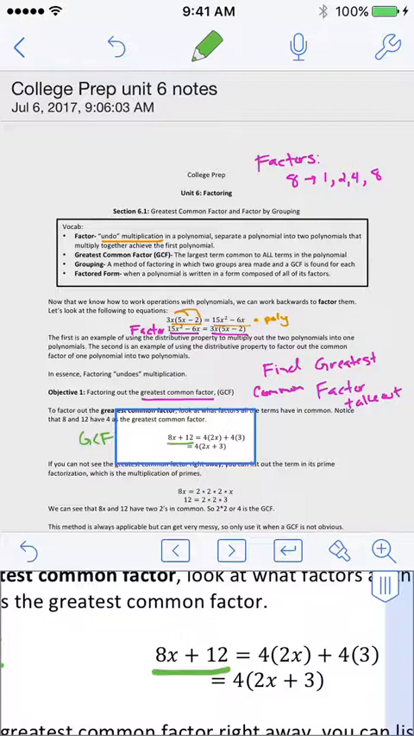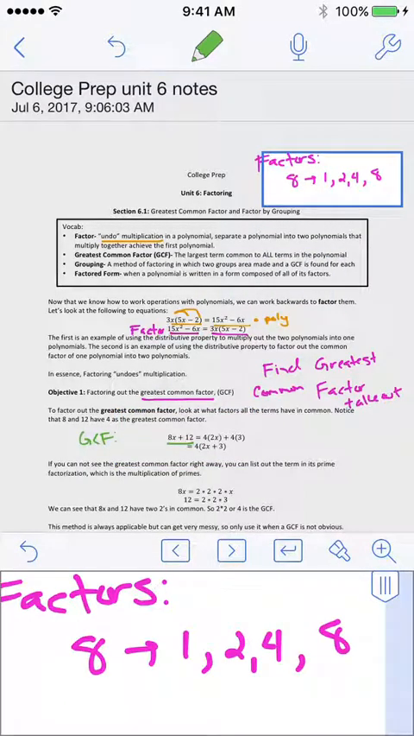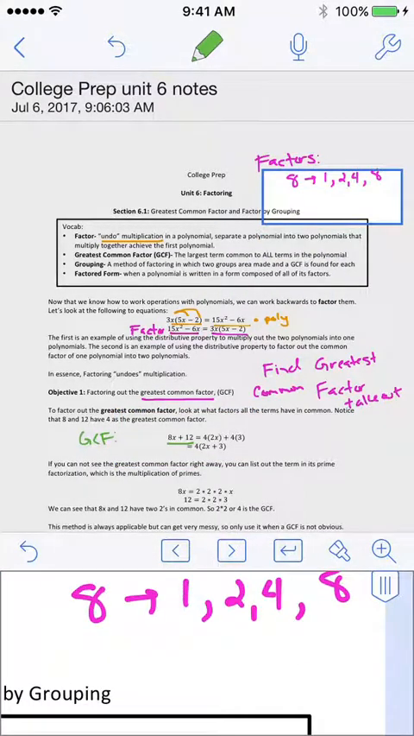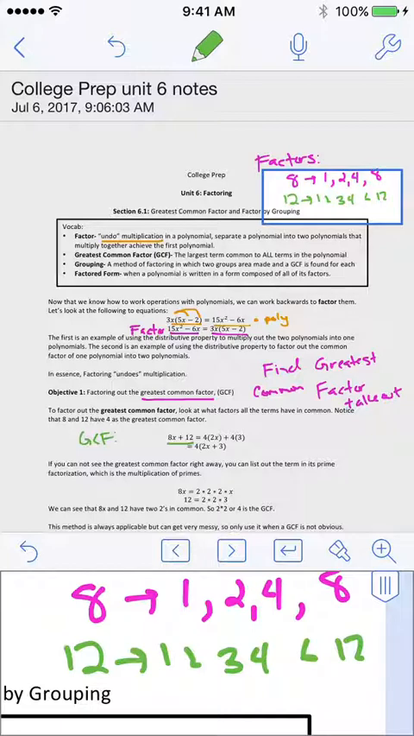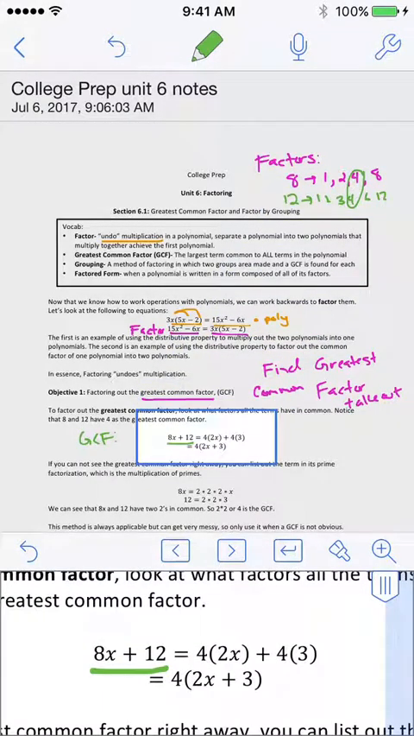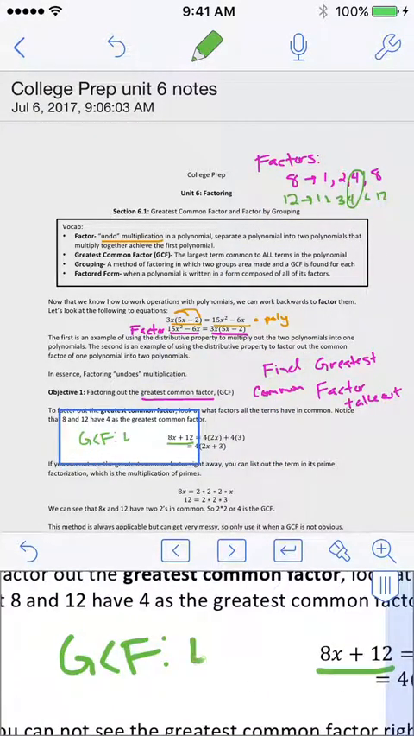If I look at the factors of 8, well, I already did that up here, right? 1, 2, 4, and 8. And then I also look at the factors of 12, 1 and 12, 2 and 6, 3 and 4. I notice that they have a 4 in common, right? And that's the biggest thing they have in common. They also have a 2 and they also have a 1, but the greatest thing they have in common is a 4. And so I can take the 4 out. So their GCF is 4, right?